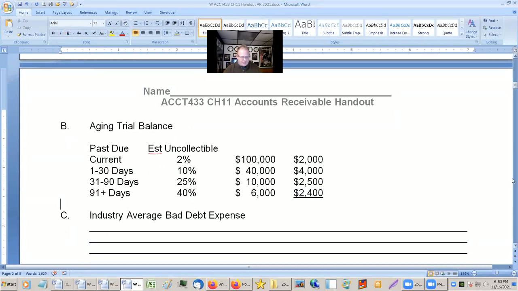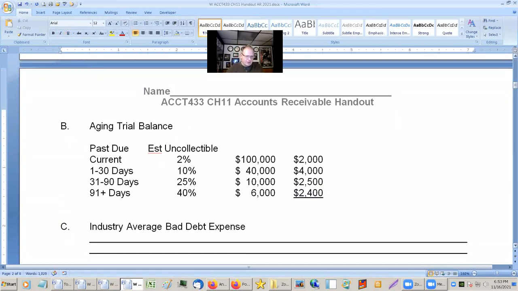The software they have nowadays a lot of times will actually do it for you. You still have to look at it and make sure that it's doing it right. So you come up with an estimated uncollectible of whatever all that is, $8,900. You say, okay, of all these sales, of 156,000 in sales, or accounts receivable, I should say, $8,900 of those we'd estimate are not going to be collected. And again, that would be a valuation thing.